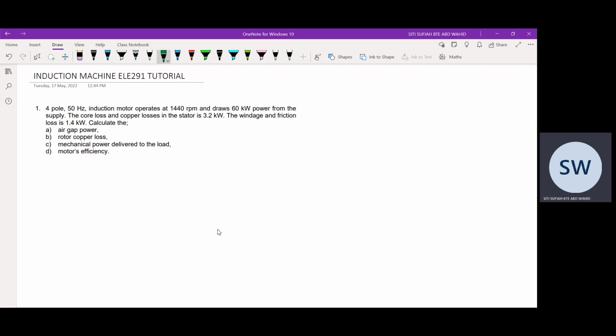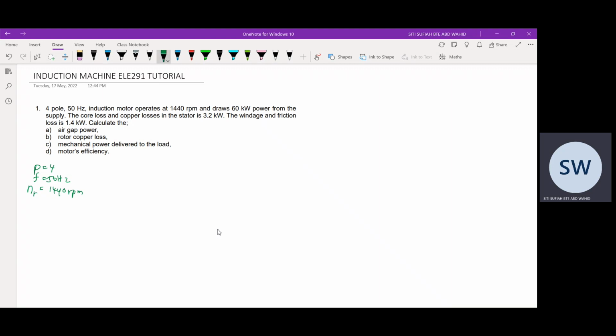Okay, so 4 pole means the number of poles is 4. 50 Hz is the frequency. The induction motor operates at 1440 RPM. Revolution per minute is the unit for speed. In an induction machine, we have two speeds, synchronous speed or motor speed, NS or NM, also called NR. Rotor and motor are the same thing. So if the sentence mentions the motor operates at, that is actually your NM or NR. Okay.